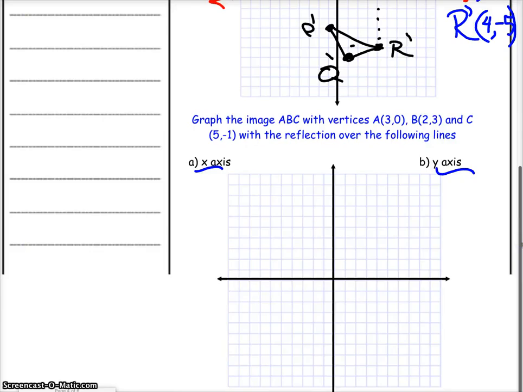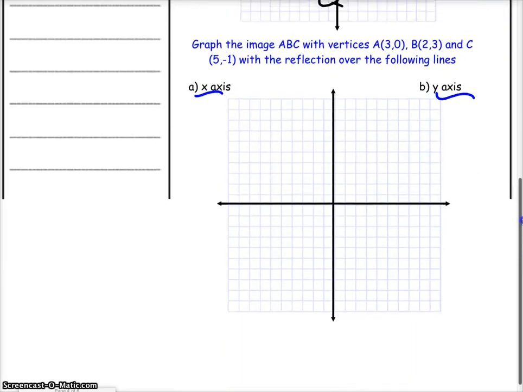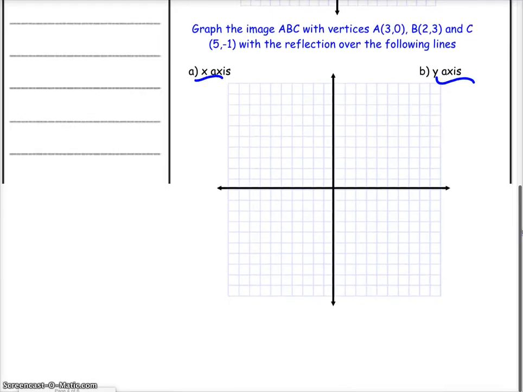Okay, so the first step here, of course, I would plot my original image, my pre-image. So I have point A is at 3, 0, so I'm going to start with black. That's going to be my pre-image is black. A is 3, 0, so that's right there. B is 2, 3. And C is 5, -1. Wait. 1, 2, 3, 4, 5, -1. Oh, that's an ugly triangle. So here's my triangle, looking beautiful.